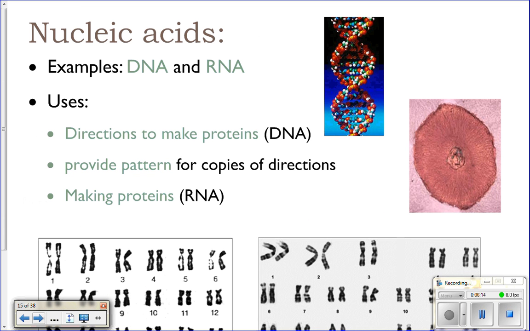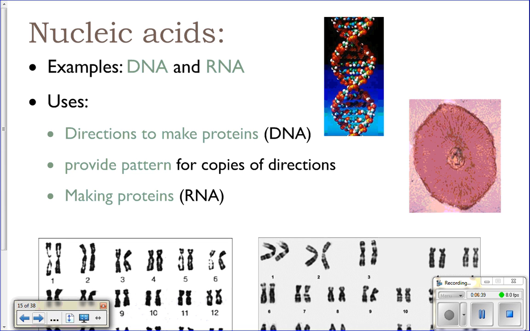The last type of major organic molecule is a nucleic acid. These are going to be DNA and RNA. And the main use of these things are going to be the directions and the pattern for making proteins. So DNA is going to provide the directions, and then the RNA is going to make a copy of that DNA and then carry the directions out for the ribosomes to make protein.